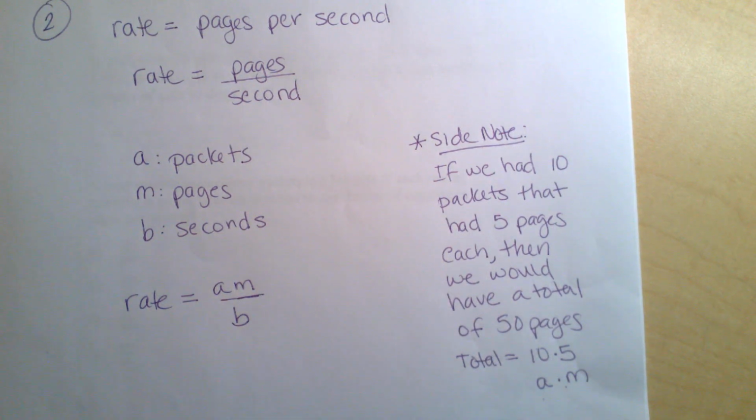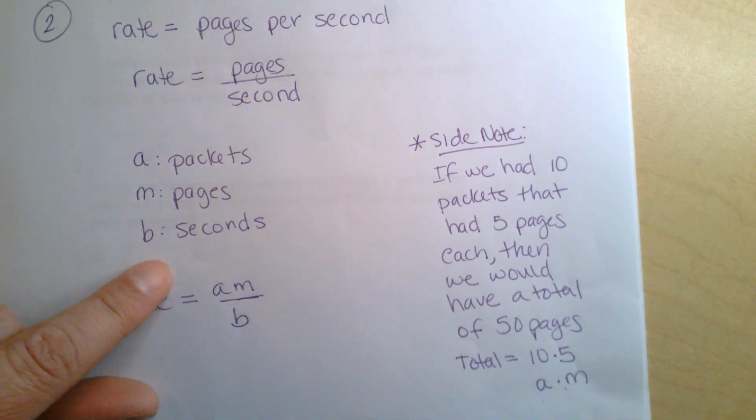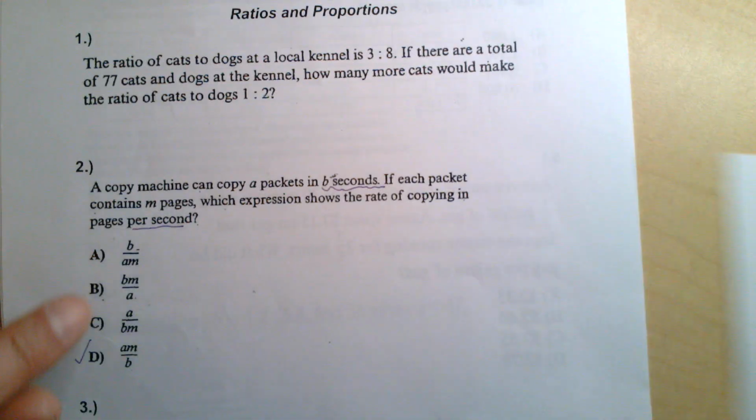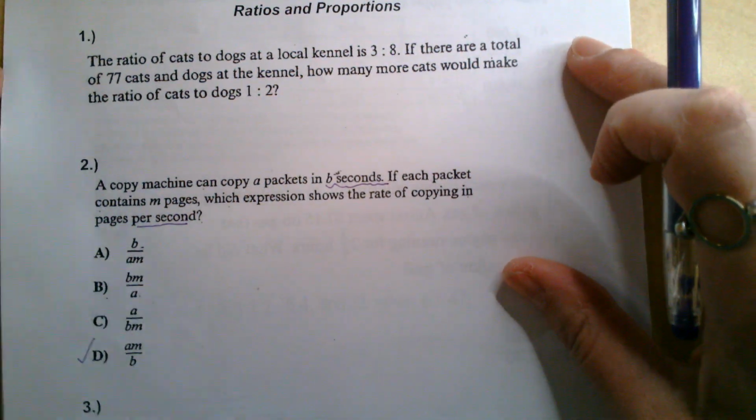But you didn't have to go through all of that if you did realize that seconds was going to be in the denominator, seconds was the variable B, and that was the only choice there with that variable in the denominator. Okay, so let's go to number 3.